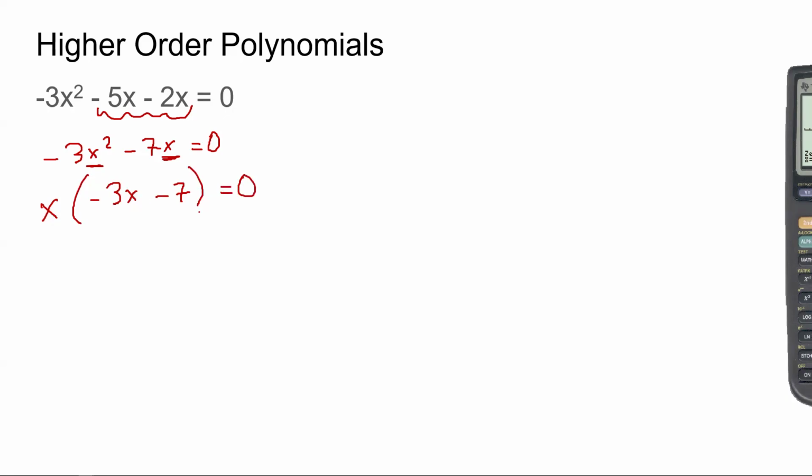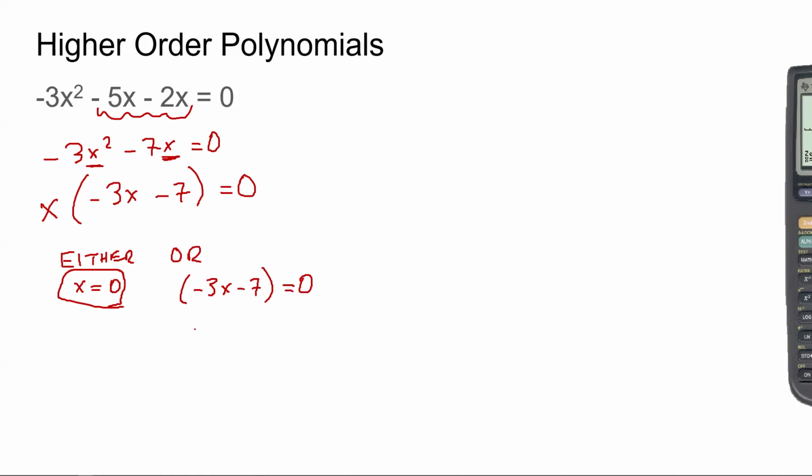That's all equal to 0. Oh gee, I'm multiplying two things. I'm multiplying x and I'm multiplying -3x minus 7, and I get 0. That means either x equals 0, and that's, bam, there's a solution right there. Or -3x minus 7 equals 0.